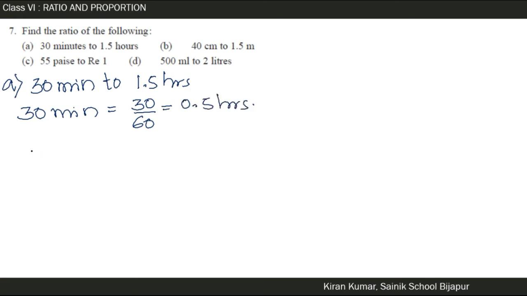Now the required ratio will be equal to 0.5 upon 1.5. We can multiply both the numerator and denominator by 10. We'll be getting 5 upon 15, which is 1:3.